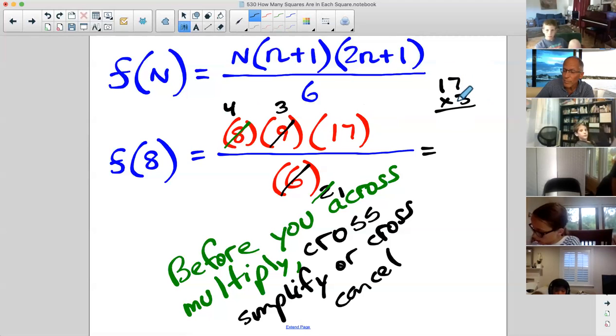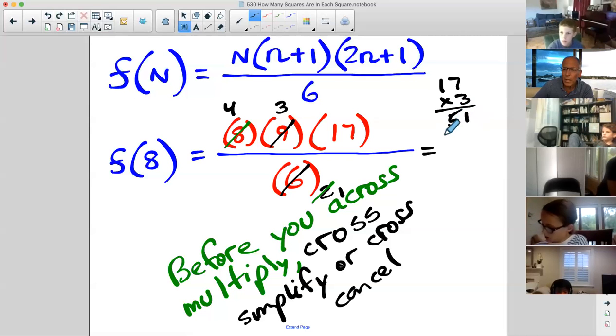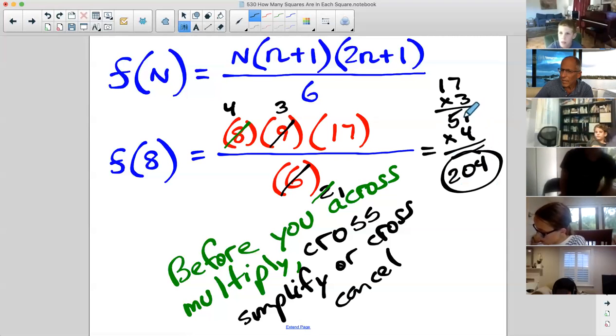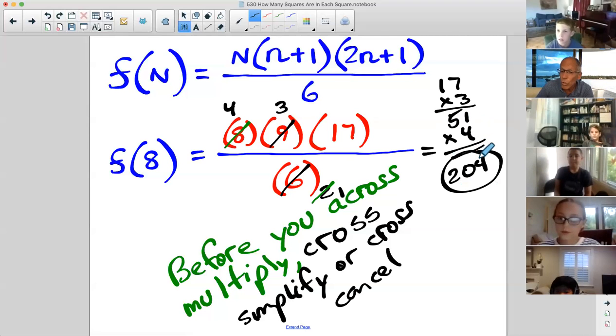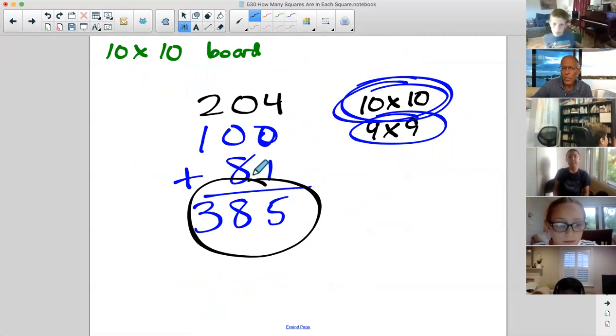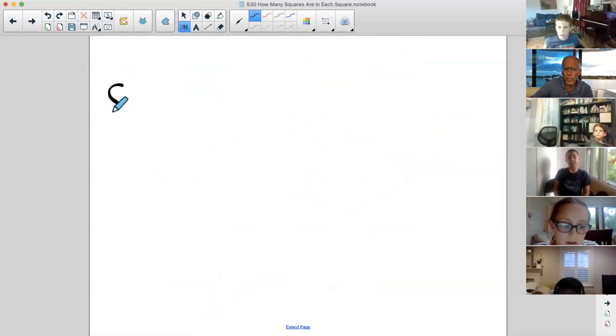So what is 17 times 3? Say it out loud. 51. And what is 51 times 4? It has to end in a 4. It is 204. So guys, it works. Now, do you remember when we did the 10 and we got 385? Can you show me that our formula works for 10?